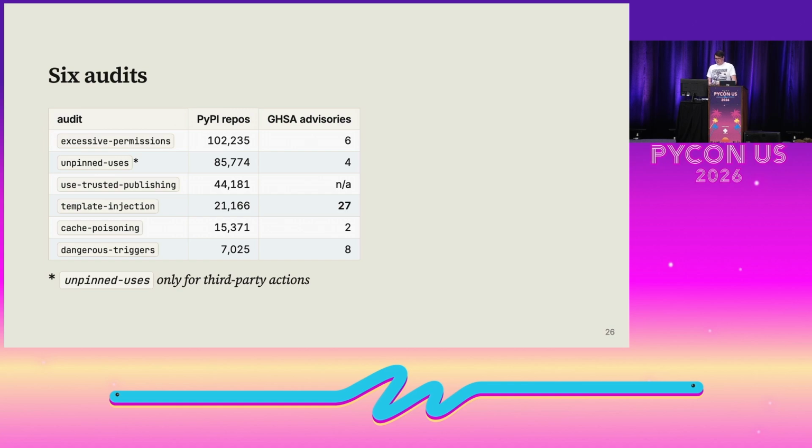So what did I find? Six audits really stood out. These are particularly painful audits. Excessive permissions: 100,000 repos have excessive permissions turned on. I've also gone and looked up all the CVEs of GitHub Action workflows that have been published. These are actions that have had a security advisory published against them, and I categorized them by which features of GitHub Actions they were using to be targeted by. And we're going to go through some of these.